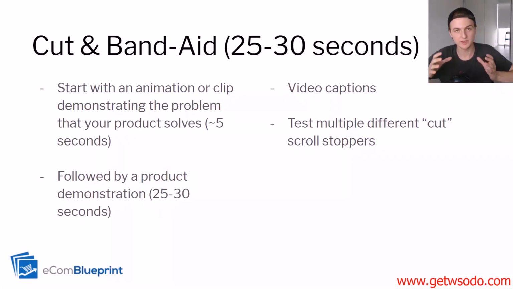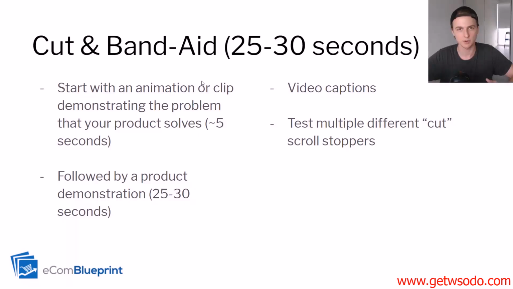All right, so moving on from the basic product demo ad, another one of the winning ad formulas that I often use is the cut and band-aid formula. So this is, again, 25 to 30 seconds. And what you want to do with the cut and band-aid formula is you want to cut them by reminding them of the problem that you think they have.